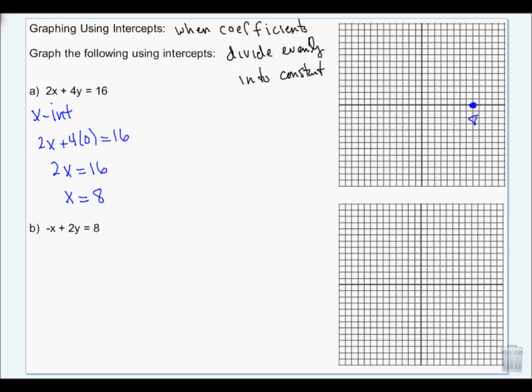Then to do the y-intercept, I'm plugging in 0 for x, but that basically just makes the x part go away. So all you really have to do is say 4y equals 16. You don't have to put this step up here. You just take away the x if you're trying to find the y-intercept, and you take away the y when you're trying to find the x-intercept. If 4 times y is 16, then y is 4. So I go up to 4 on the y-axis and put a dot.